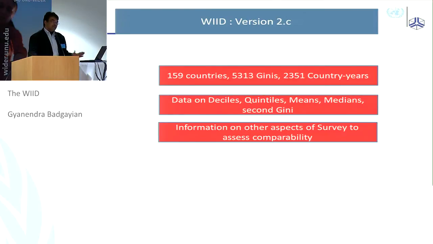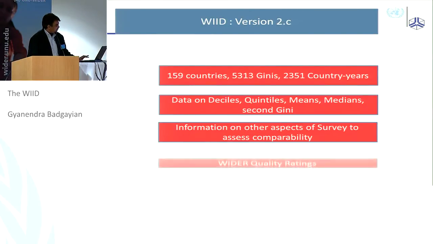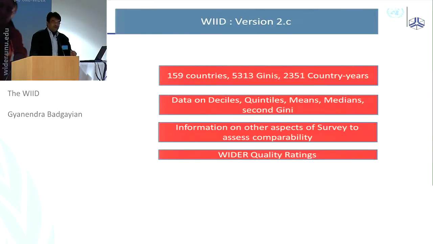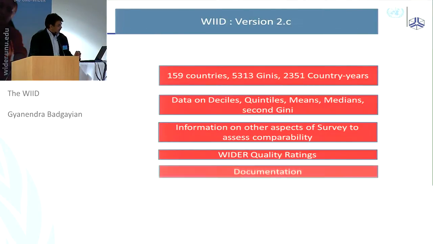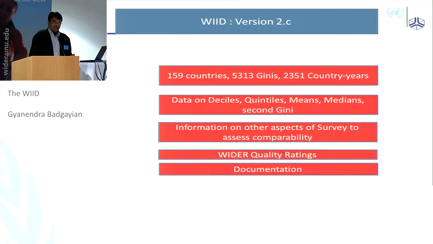To make sure that when we are comparing inequalities across countries or across time, we are not comparing apples with oranges, this description of what these Ginis mean is present, and that was in fact one of the major reasons why this database was created in the first place. And then finally, we also have quality ratings about the various Ginis that we have, and we'll have occasion to talk a little bit about that. And finally, there's full documentation about the database on the website itself.